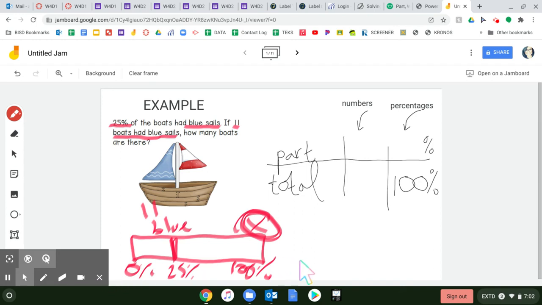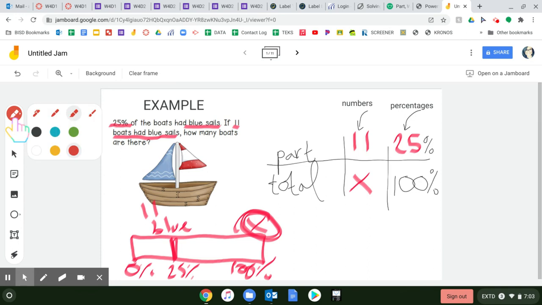Now, when I'm looking at this strip diagram, this actually can help you set up your proportion. So let's set up what we know. We know that 25% is the part that is blue sails. We also know that 11 is the part that has blue sails. What we don't know is the total number of boats. So as before, the way we set up the proportion is really important to make sure that we're solving it correctly. Once we've set up this proportion, we can cross multiply.